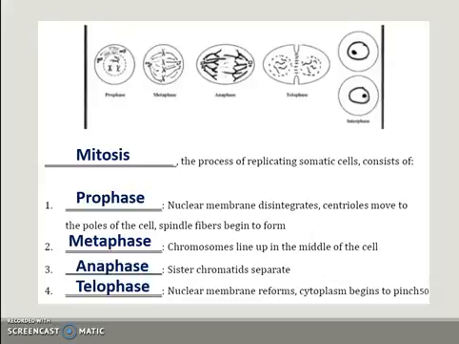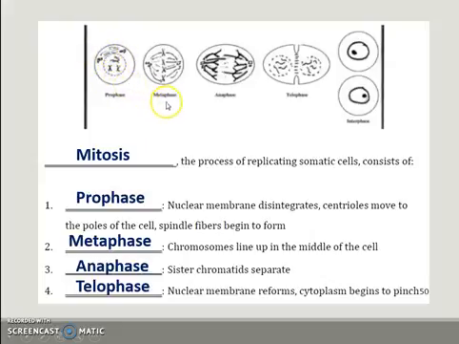So in mitosis, there are four main phases. Mitosis is a cell division or division of cells. So in mitosis, there's prophase, metaphase, anaphase, telophase. So during prophase, the nucleus will disappear. So nucleus is going to disappear.